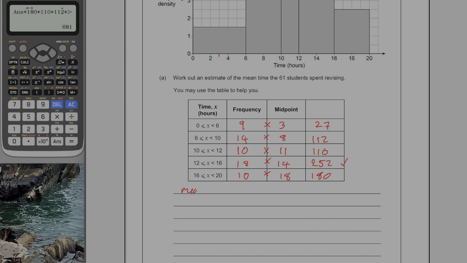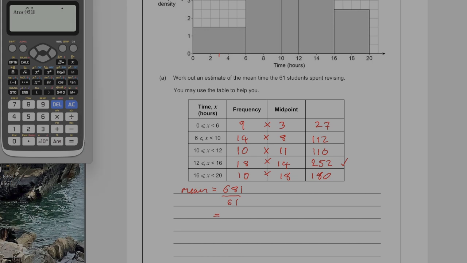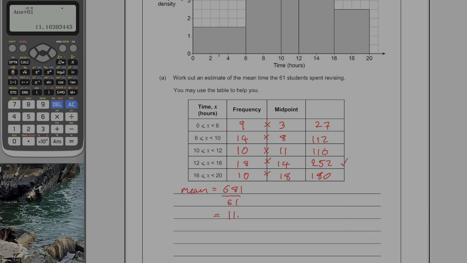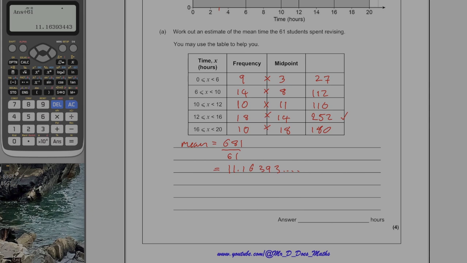So the mean is going to be equal to 681 divided by 61. So our estimate for the mean is 11.16393 dot dot dot. So I'm going to go 11.2.